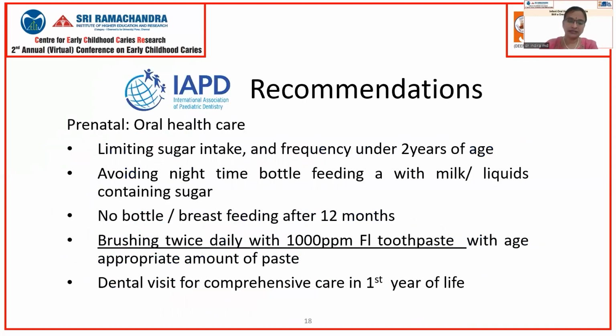The IAPD recommendations also give recommendations along the same lines, like limiting sugar intake, avoiding nighttime bottle feeding, then no bottle or breastfeeding after 12 months of age, brushing twice daily with 1000 ppm fluoridated toothpaste with an age-appropriate amount of paste, and a dental visit for comprehensive care in the first year of life.